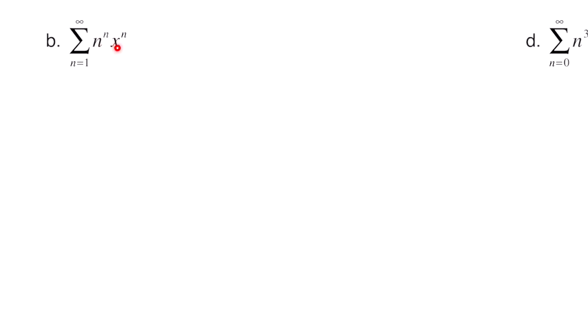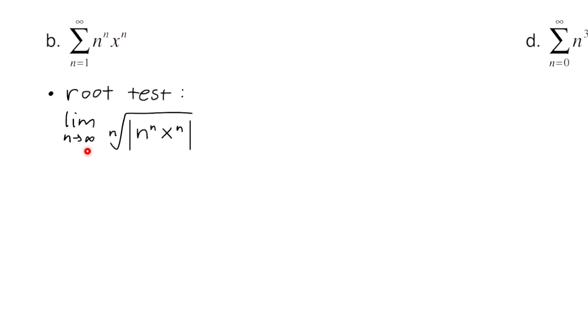So because both of these have powers of n, we're going to use the root test. So we have the limit as n goes to infinity of the nth root of the absolute value of n to the n x to the n. I rewrote the nth root as the power 1 over n. Remember, when you raise a power to a power, you multiply. So we're going to go n times 1 over n, and then we'll do that here as well.